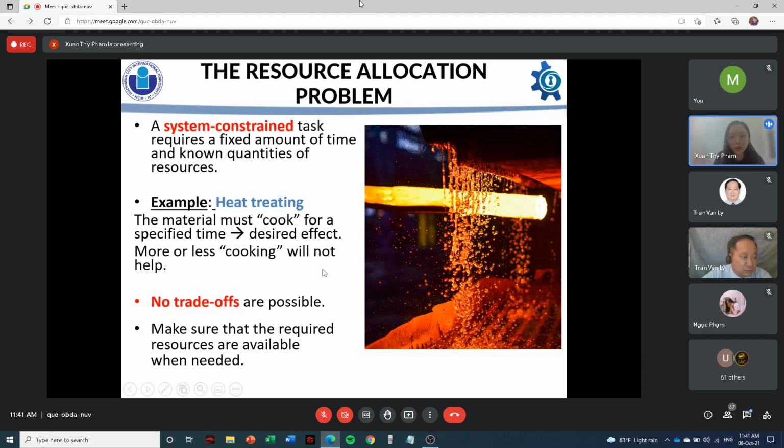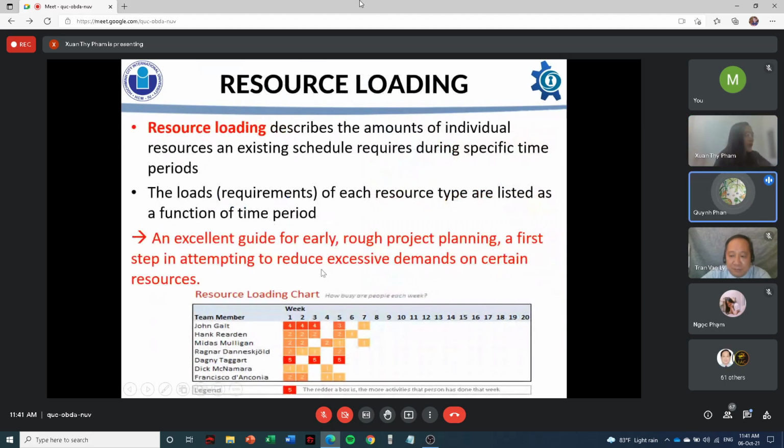The next part will be resource loading, and Win will present to you. Okay, hello, I'm Win. Now I'm going to explain to you the concepts regarding resource loading and resource leveling. These two are important concerns when we analyze project resource utilization and its impact on project scheduling. So now let's start with resource loading.